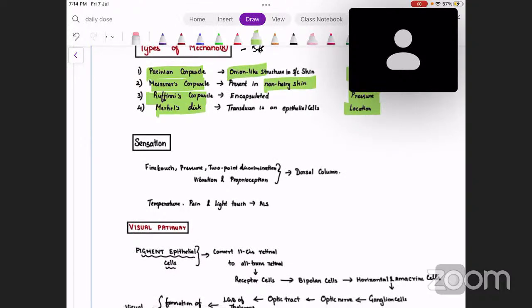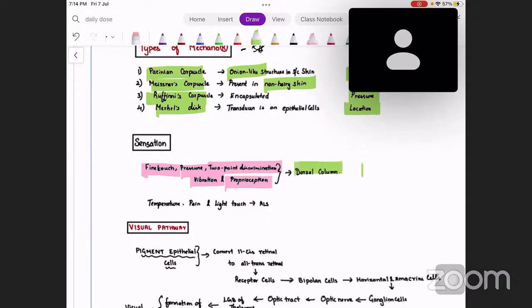Okay, then you have the sensation. Sensation is carried out by the tracts. What type of sensation is carried out by which tract is pretty important. Fine touch, pressure, two-point discrimination, vibration, and proprioception. Vibration and proprioception are carried out by the dorsal column.